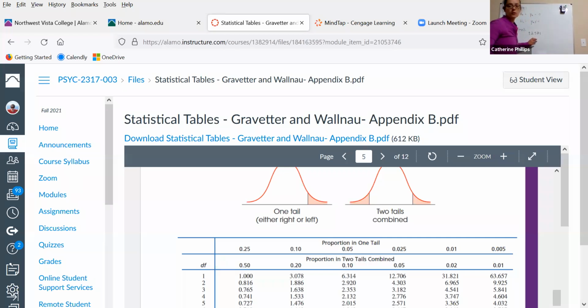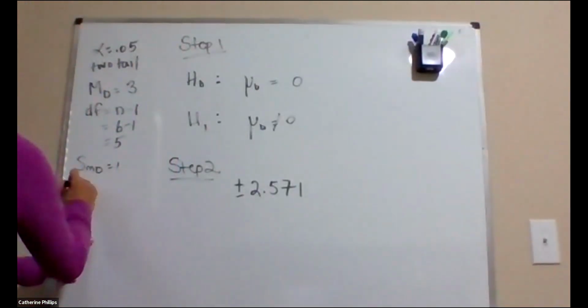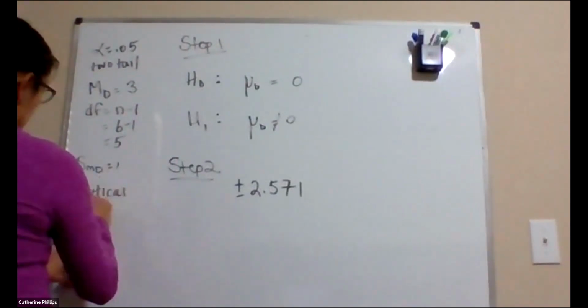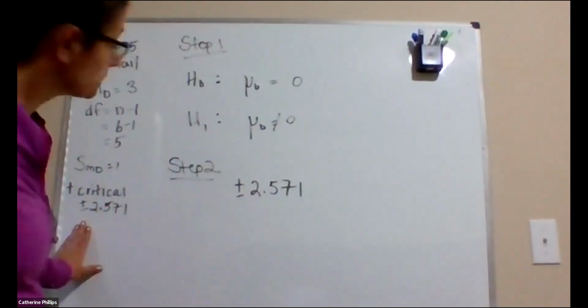So that's the value we're going to compare to determine whether or not we have statistical significance. So t critical is plus or minus 2.571, and it's plus or minus because it's two-tailed.